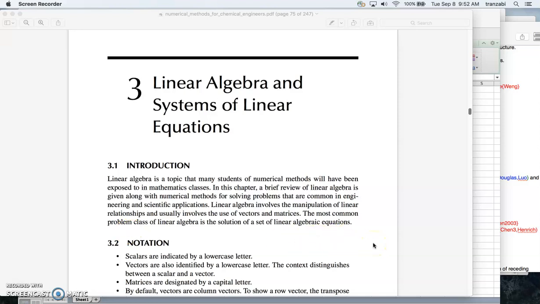Welcome back to CH205. So we're going to move on to chapter 3, which is linear algebra and systems of linear equations. In this chapter, we're going to be talking about how we can solve a system of equations, about matrices, vectors, vector operations, matrix operations, adding matrices, subtracting them, the concept of determinant, inverse of a matrix, and so forth.